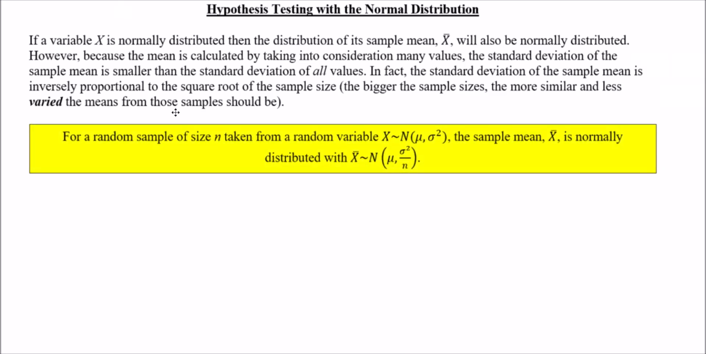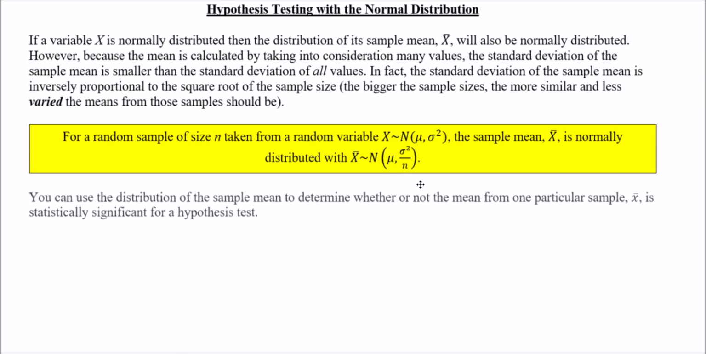So this is the important take-home point. For a random sample of size n, taken from a random variable, big X, which is normally distributed with population mean mu and population variance sigma squared, the sample mean, big X bar, will also be normally distributed, and the sample mean we model as having the same mean as the entire population, but we divide the variance of the population by n to work out the variance of the sample mean.